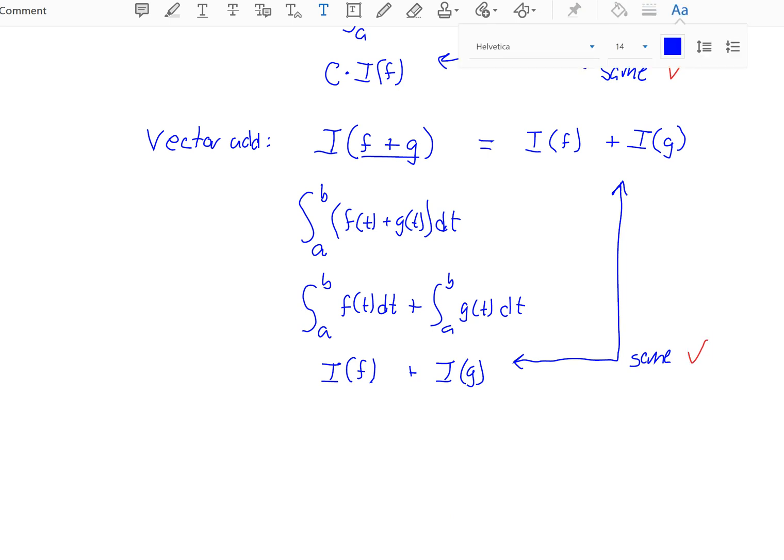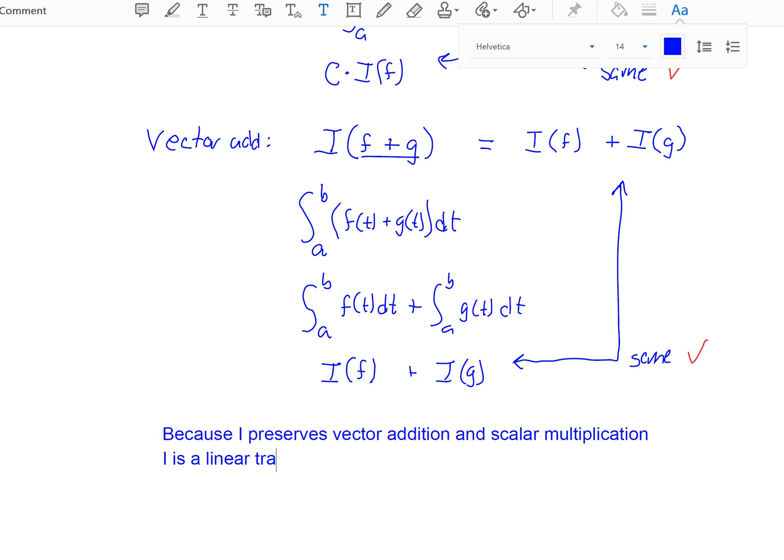So our conclusion: because I preserves vector addition and scalar multiplication, I is a linear transformation. Now, I've done several examples, but there'll be even more in your homework for you to work on. I hope this is helpful.